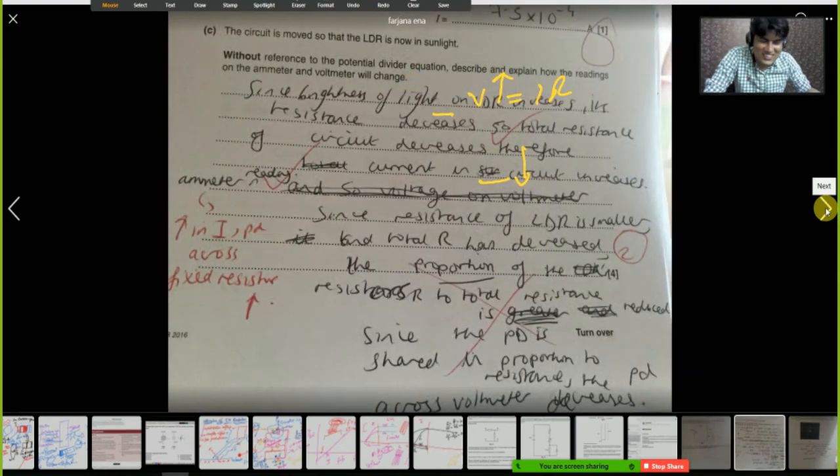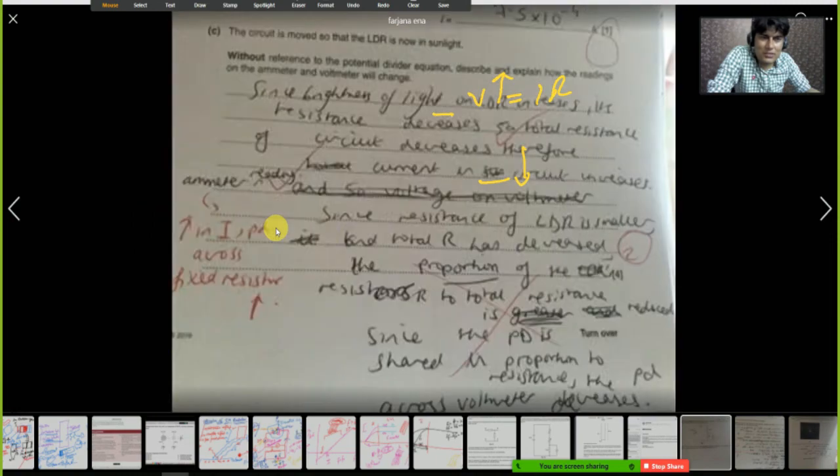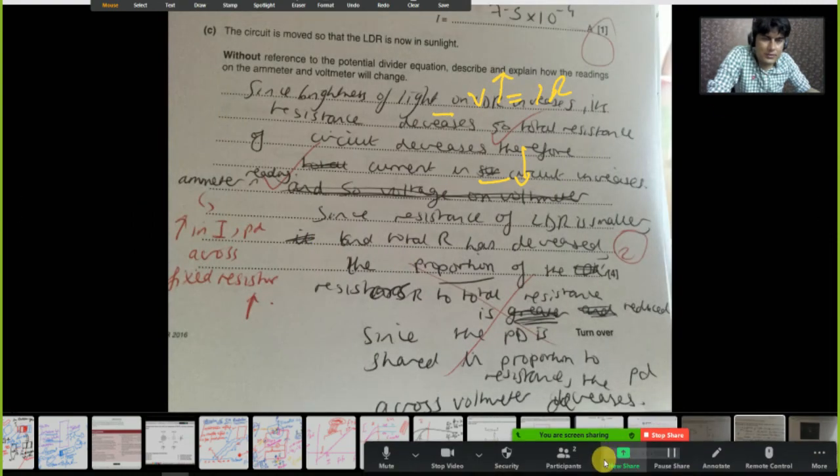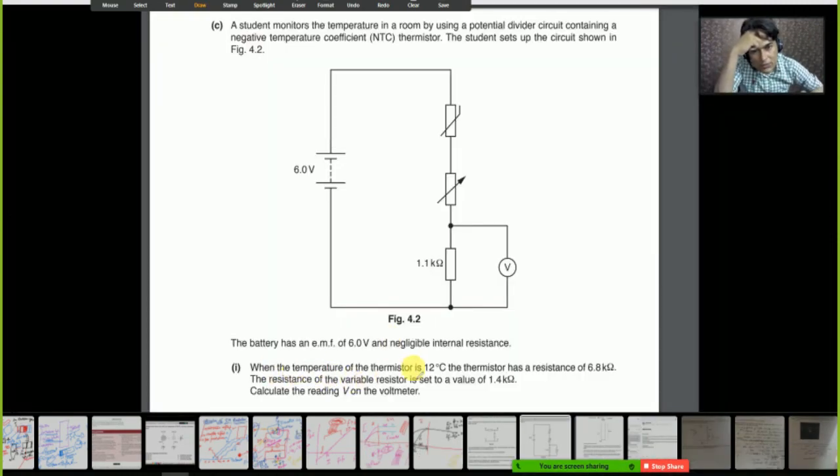Yes. And you will remember all these concepts if you practice more questions like this. Then it will be good for you. Now, when the temperature of the thermistor is 12 degrees, the thermistor has a resistance of 6.8 kilo ohm. The reading of the variable resistor is set to 1.4. This is fixed. Calculate the reading of the voltmeter. So you need to find the voltmeter reading. This is easy.